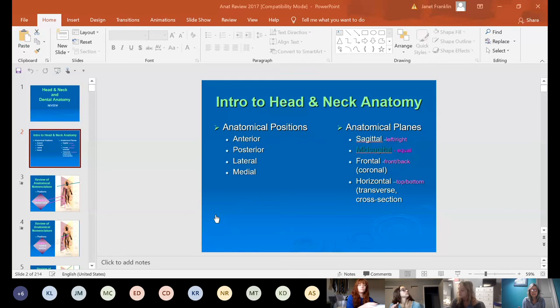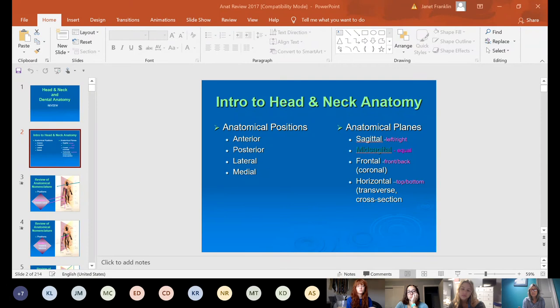Yes. Okay. So this is going to go in order too. Starting with chapter one was all the directions. If you don't know the directions by now, I'm sure most of you do, but there might be a few, like yesterday I noticed horizontal, transverse. We need to study on those, but you've got your anterior, posterior, lateral, and medial. Sagittal, mid-sagittal, frontal, horizontal or transverse. So that's pretty straightforward.